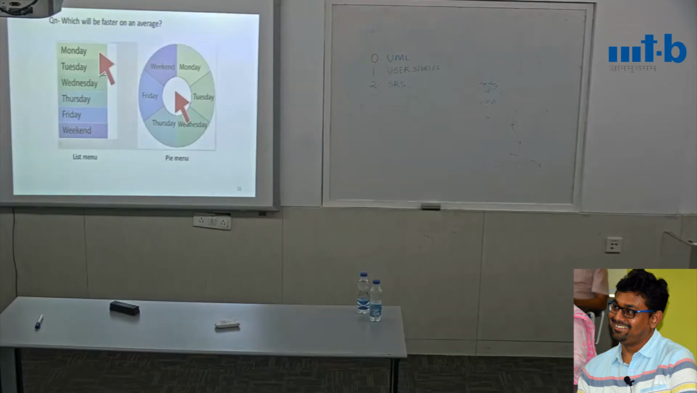Again a question. There are two types of menu. We have seen many websites, many designs. You have seen list menu and pie menu. Now if I want to select, say, Tuesday, which of these menus will be faster? Circular or... It also depends upon where you are starting though, your homing position. But in the long run, if you have to select this again and again, they say that the circular menu would work faster.